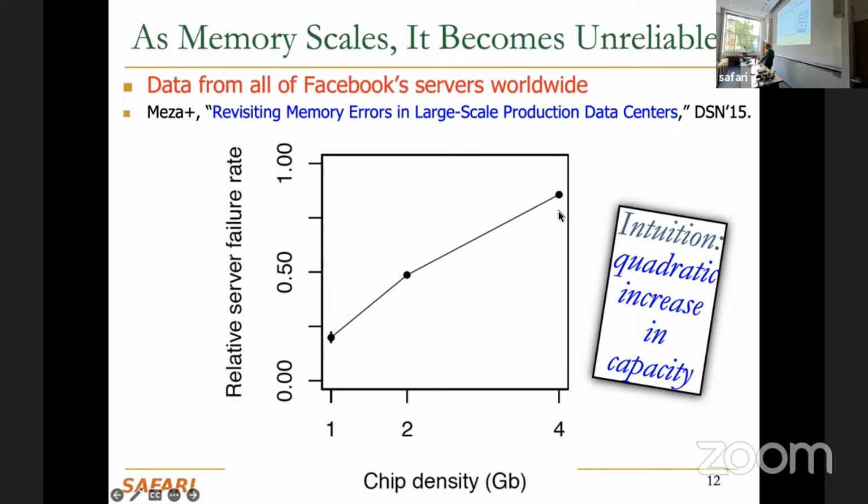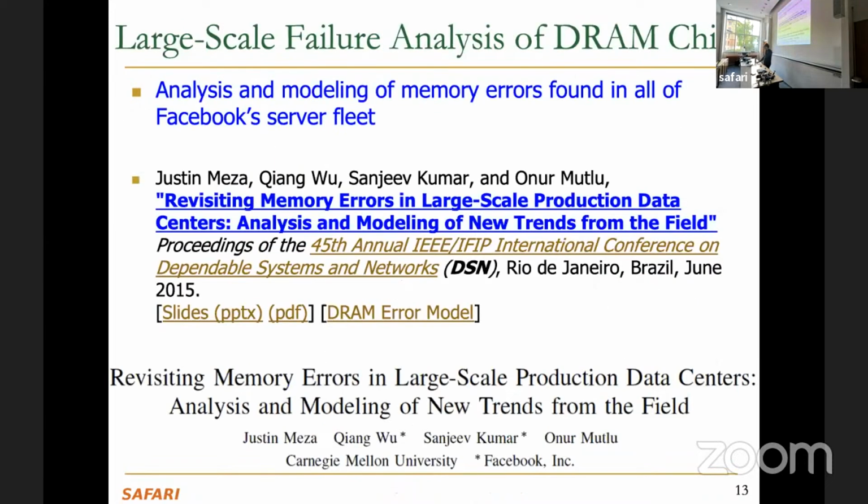Essentially, if you employ a denser DRAM chip, the server fails more frequently. And the likely reason is that these chips have more failures, right? Because they're denser DRAM chips, they're 4 gigabit chips in this case. The cells are smaller and cells are closer to each other. So you get more failures. And there's a lot more analysis in this paper if you're interested. It's always good to do this large scale analysis to understand the trends in computing infrastructure, right?